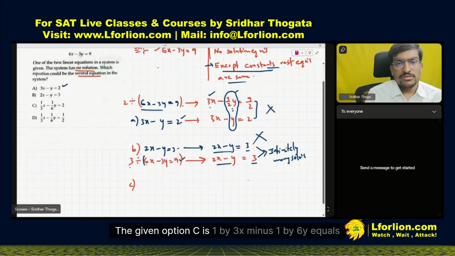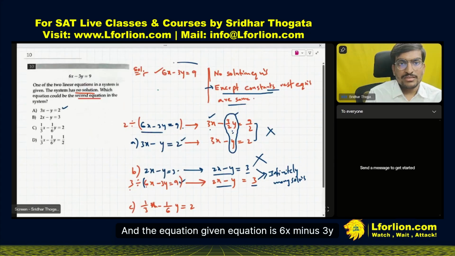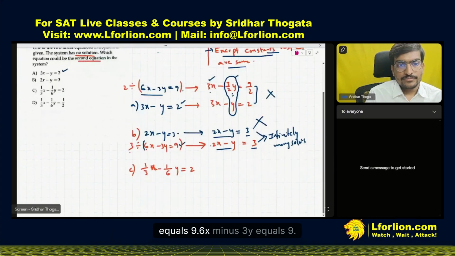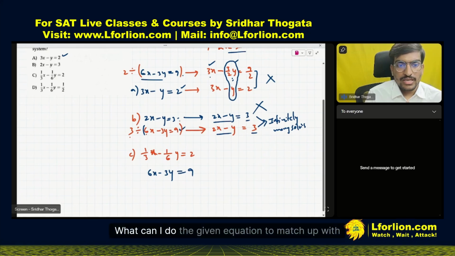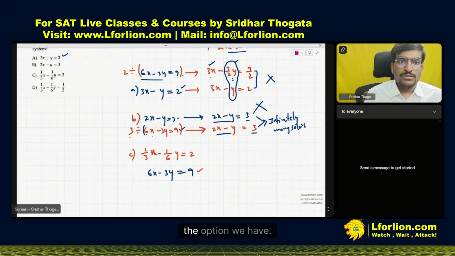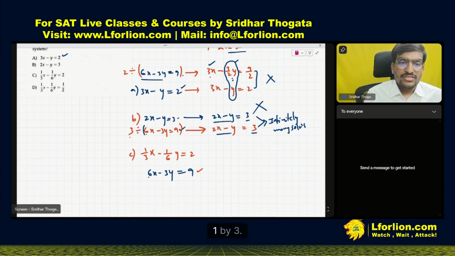The given option C is 1 by 3x minus 1 by 6y equals 2. This is the equation we have, and the given equation is 6x minus 3y equals 9. How can I match these terms? What can I do to the given equation to match up with the option? How can I make this x coefficient 1 by 3? I'll divide by 18.